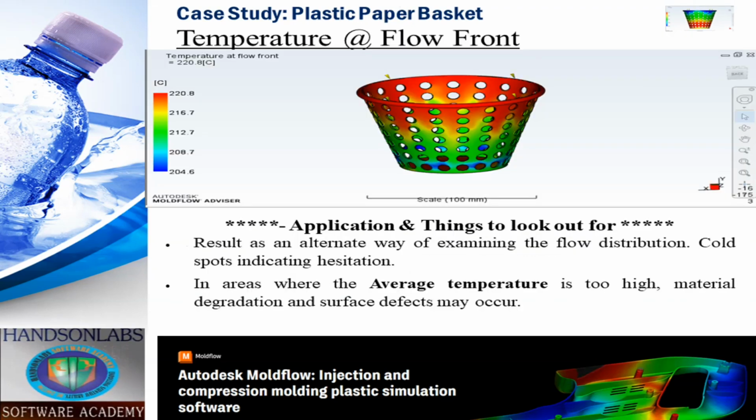All right, so let's now advance to the temperature at flow front. Now, these are the active summaries you need to take note of as far as this section of the results analysis is concerned. Result as an alternative way of examining the flow distribution, cold spots indicating hesitation. All right, that is what this temperature at flow front does. One of the major things it does that you should look out for. And secondly, you should also look at the areas where the average temperature is too high, where material degradation and surface defects might or may occur.